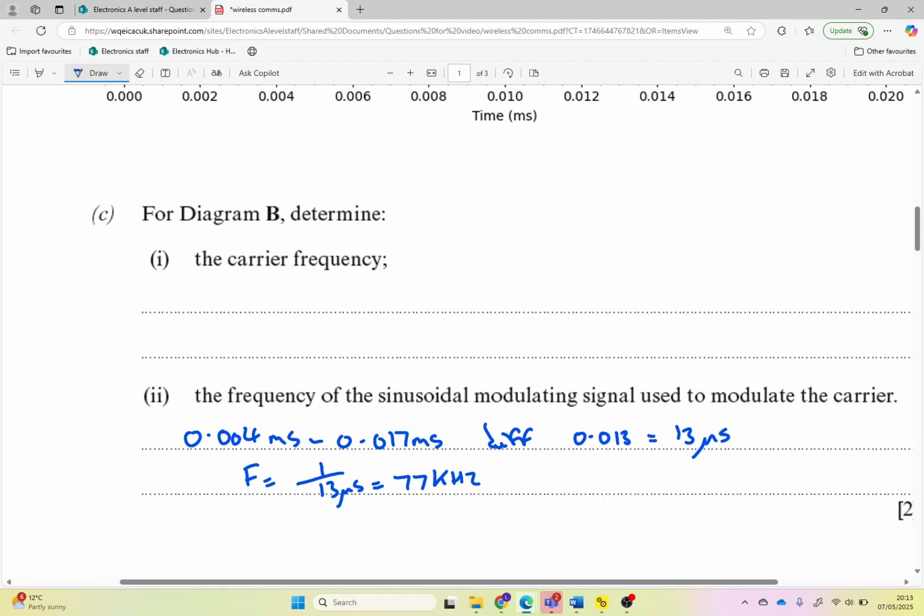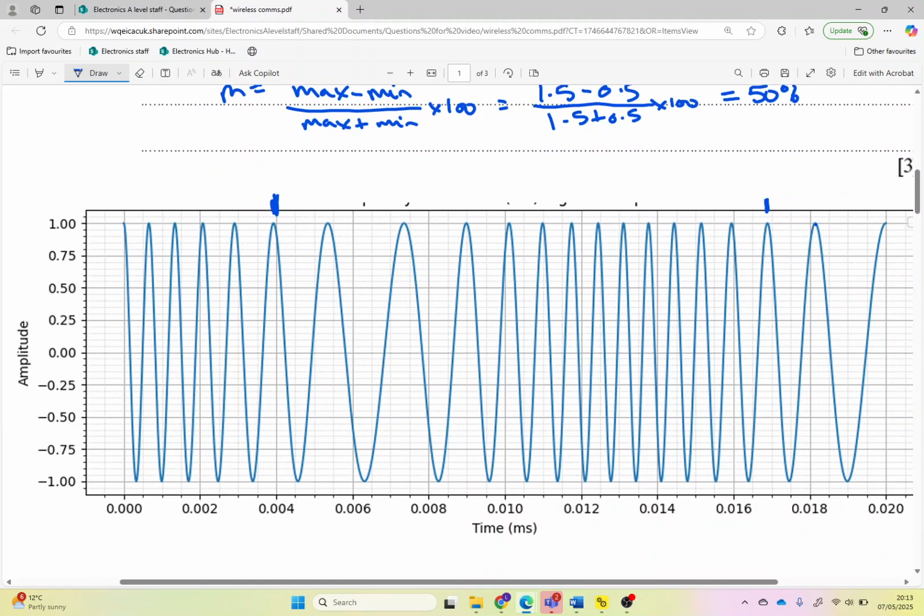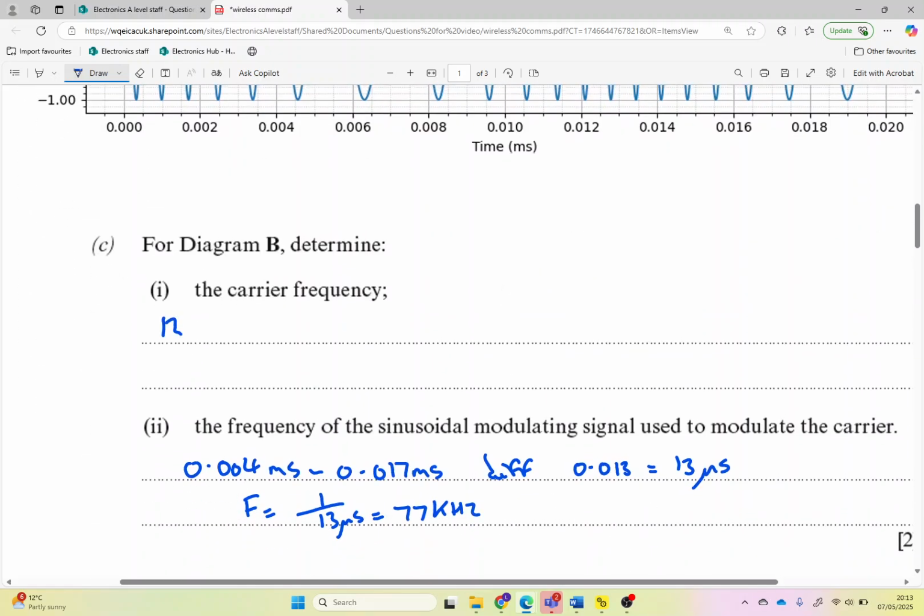Doing the same thing to average out the number of cycles within that time: 1, 2, 3, 4, 5, 6, 7, 8, 9, 10, 11, 12, 13. So we've got 13 cycles in 13 microseconds. So 13 microseconds divided by 13 equals 1 microsecond. That's the time period for the carrier. So frequency equals 1 over 1 microsecond, which equals a carrier frequency of 1 megahertz.